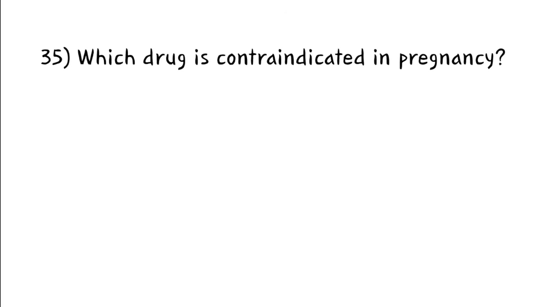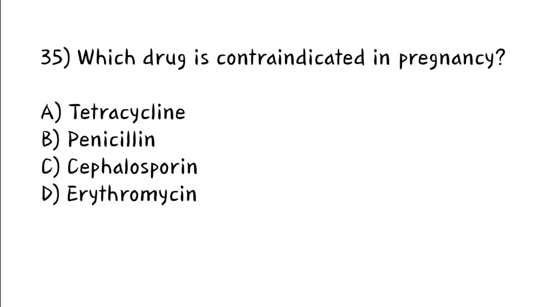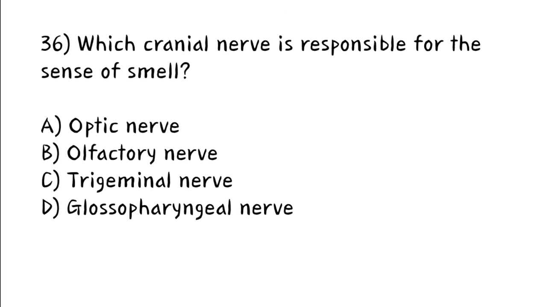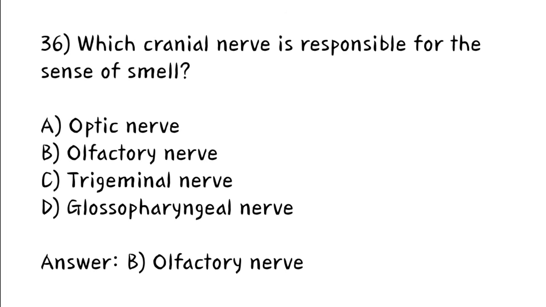Which drug is contraindicated in pregnancy? Tetracycline, penicillin, cephalosporin, erythromycin. Correct answer is option A, tetracycline. Which cranial nerve is responsible for the sense of smell? Optic nerve, olfactory nerve, trigeminal nerve, glossopharyngeal nerve. Correct answer is option B, olfactory nerve.